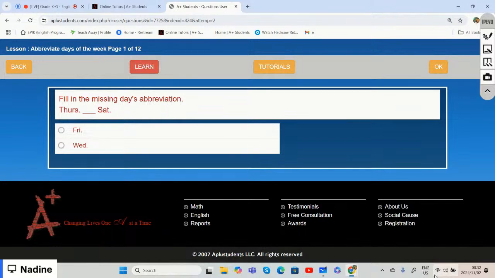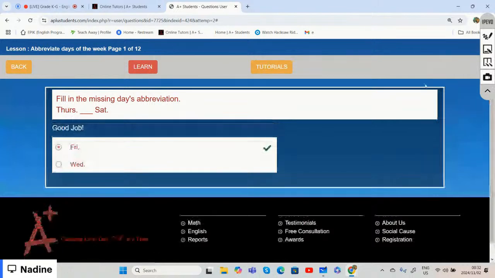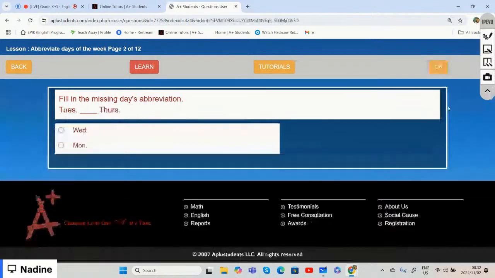All right. And if we were to fill in the missing abbreviation, we will go with option one, which is Thursday, Friday, and Saturday. All right. The next one says we need to fill in the missing abbreviation. It is either option one, Tuesday, actually, it is Tuesday, and Thursday. We need to choose either.